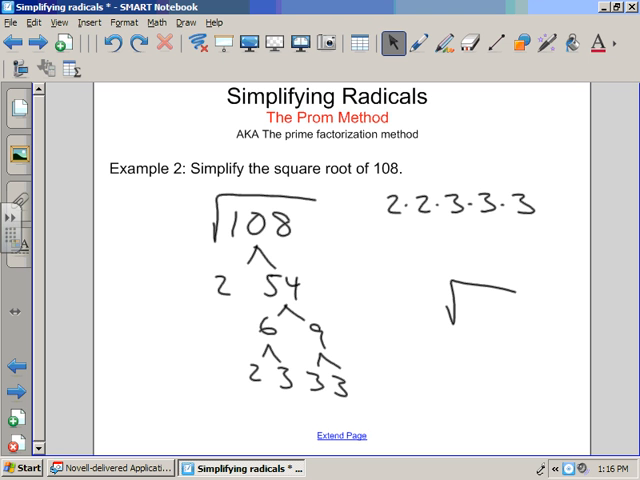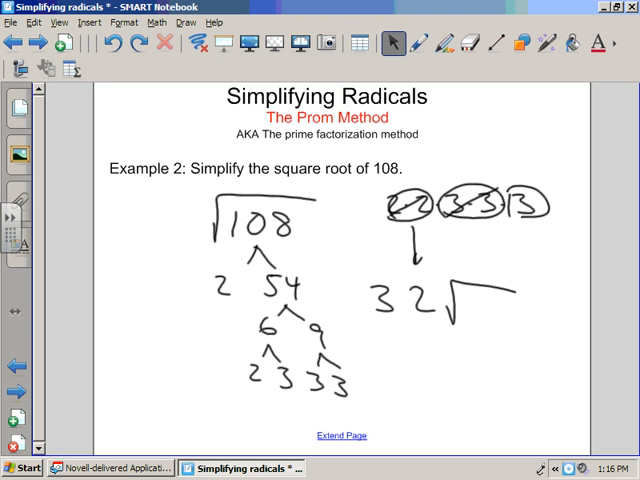So I'll draw a house. 2 looks around for its perfect match. Wow, it found one. They become 1, and they go to the prom. 3 looks around for its perfect match. Ooh, it found one. We're only going in 2s, we're not going in 3s. These 2 become 1, and they go to the prom.